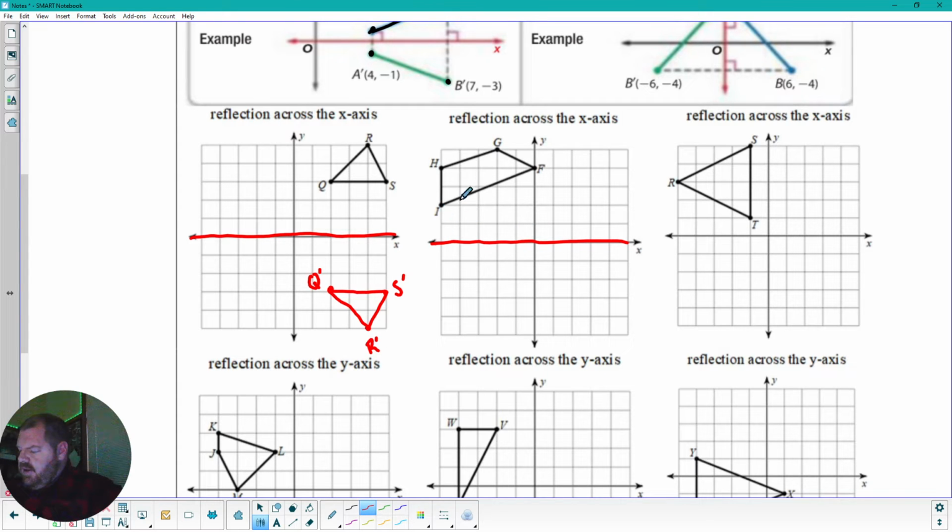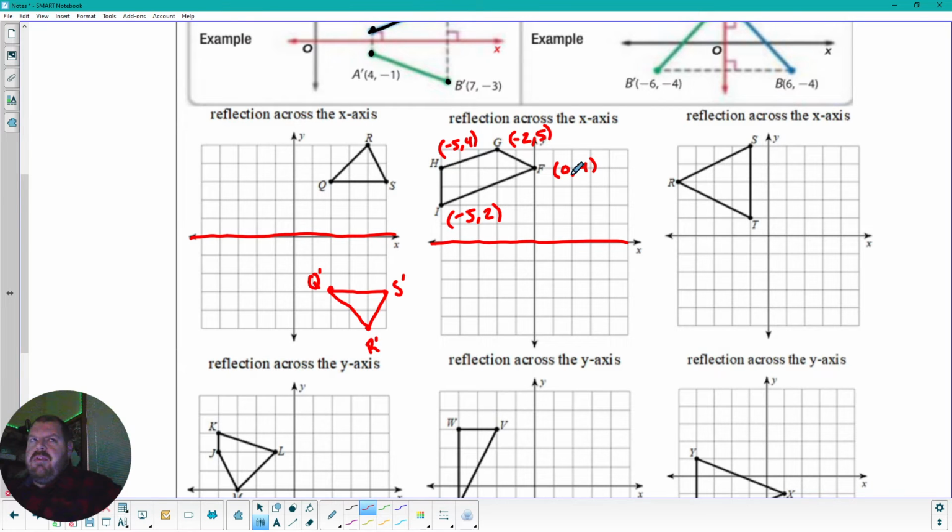I've got I at -5, 2. I'll just get all the coordinates out here. H is at -5, 4. G is at -2, 5. And F is at 0, 4.